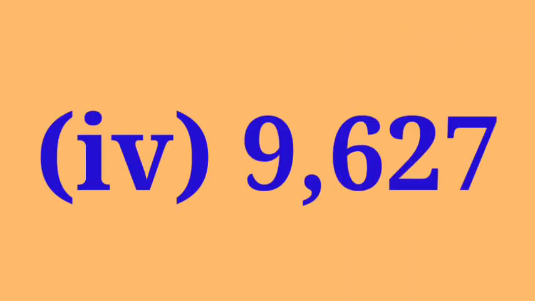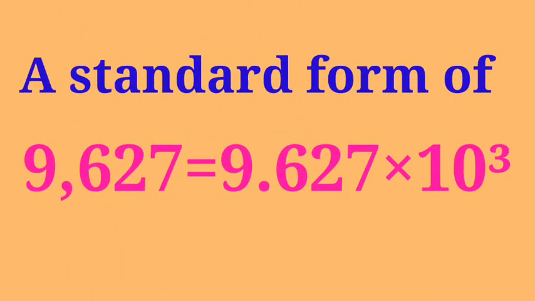The fourth example is to express 9,627 in standard form. This is the same as the previous example. Now, the standard form for this number will be obtained by taking 9.627 times 10 raised to 3. Why will this be the standard form for this number?